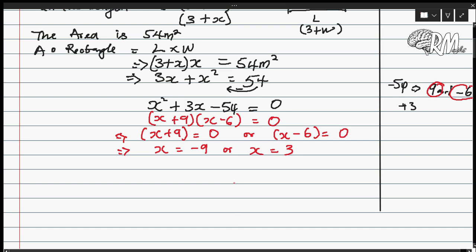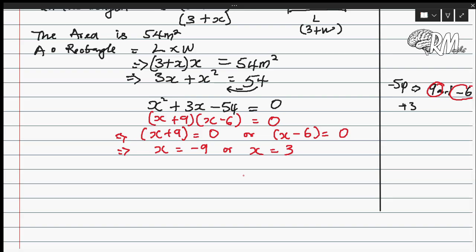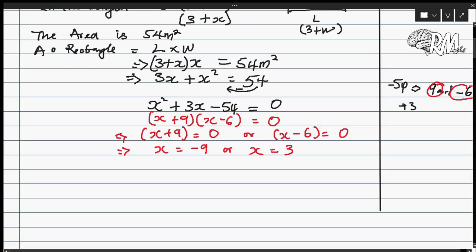Then our final answer will be x equals minus 9, or x equals 3. Now, remember we are dealing with a rectangle, and this is a shape that we can see and touch. So this is not just imaginary. It means there's no rectangle that has a negative measurement.